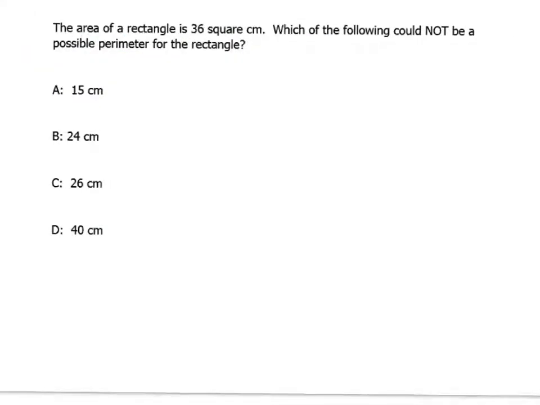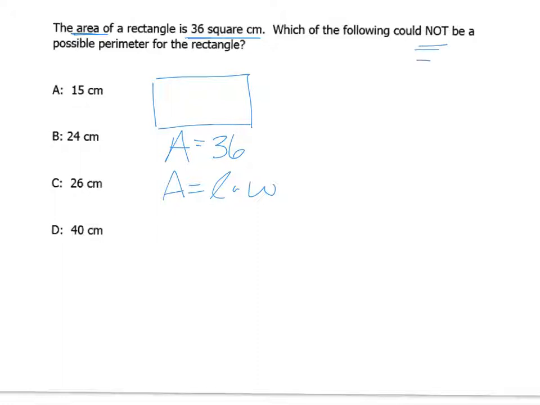The area of a rectangle is 36 square centimeters. So I'm going to draw my rectangle. I don't know the length, I don't know the width, but I do know that my area is 36 centimeters squared. And area, if you remember, is length times width. Which of the following could not be the possible perimeter of the rectangle? Well, before I could figure out the perimeter of the rectangle, I have to figure out what the side lengths are.